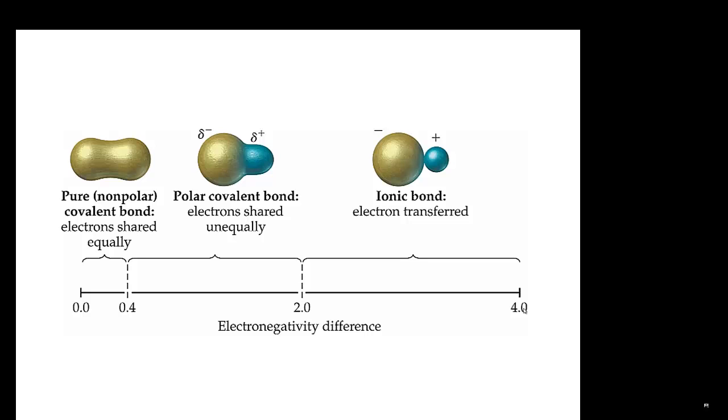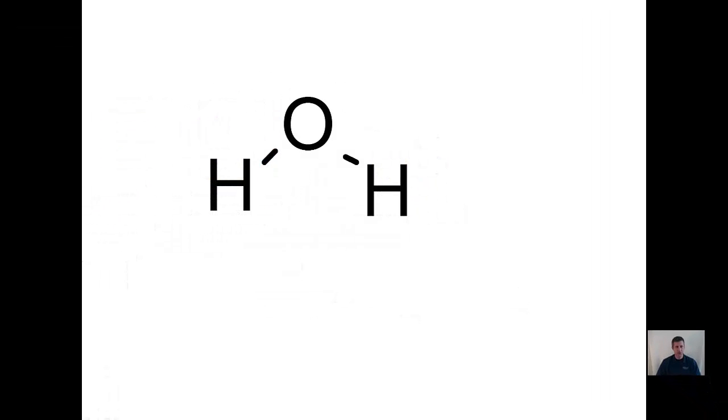We're going to represent this unequal sharing with these little delta signs. So we'll have a delta negative that tells us there's a slight negative charge on the surface of the molecule, meaning there are more electrons hanging out on that side than there are protons to compensate for that. And we have a slightly positive side, delta positive, where we have a deficit of electrons in comparison to protons.